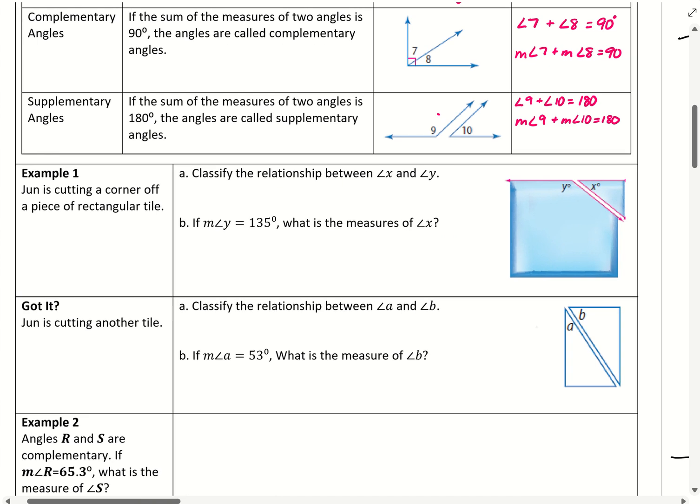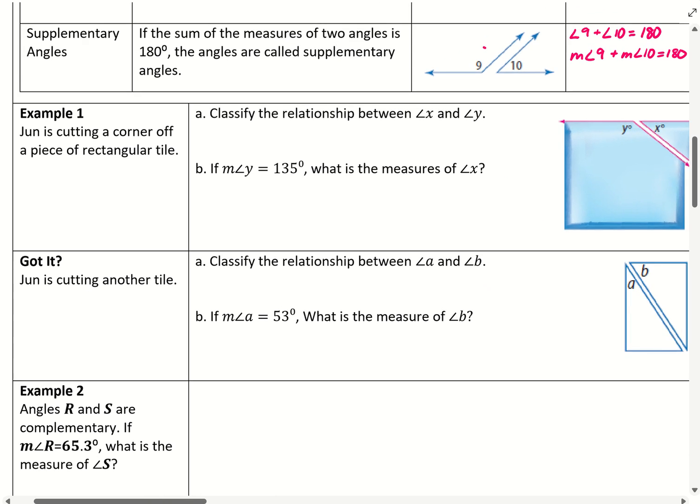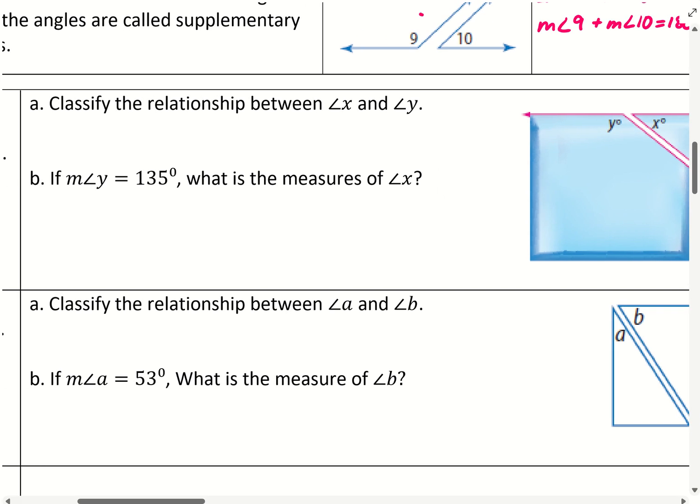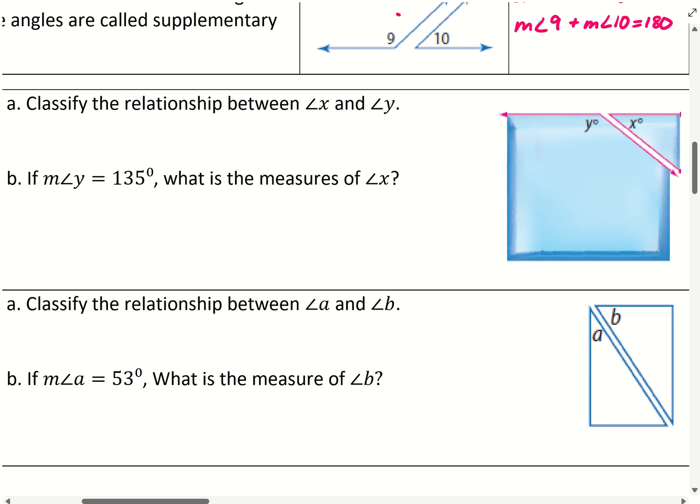On the examples down here, it says example 1, John is cutting a corner off a piece of rectangular tile. Part A, classify the relationship between angle X and angle Y. So if we look at angle X and angle Y, first of all, you can see that when you put those together, they form a straight line. We talked about a straight angle is 180 degrees, and it looks like it formed a straight line. So these are going to be supplementary.